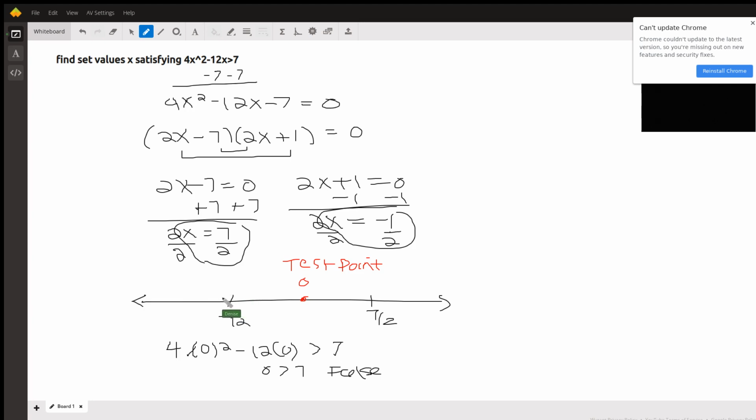So to graph this, this would look like this. The parentheses, or you could use an open circle, are due to the inequality greater than. If I want to write this in interval notation, it would look like this. Negative infinity to negative 1/2 with the parenthesis there. And then 7/2 to positive infinity.